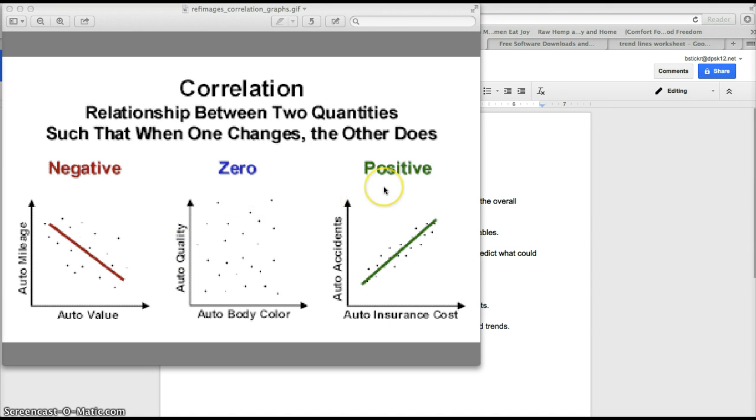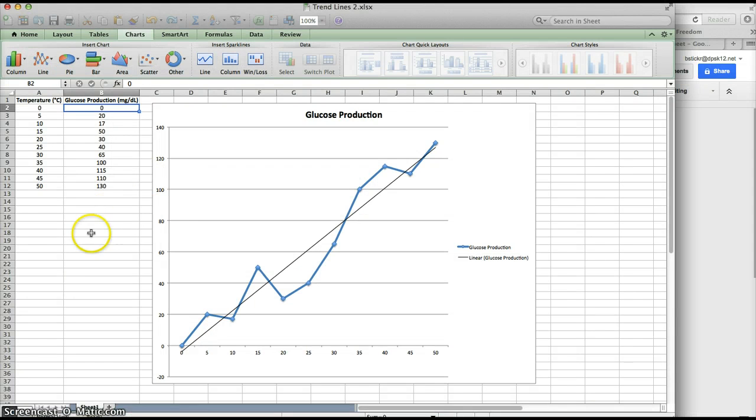The final graph does a good job of showing a positive relationship. This one shows that the more accidents you have, the higher your cost of insurance goes. And so again, if you were to look at the individual data points, you'd see a lot of up and down, but the overall trend in the data is graphed here with the green line, showing that the data has an overall positive trend.